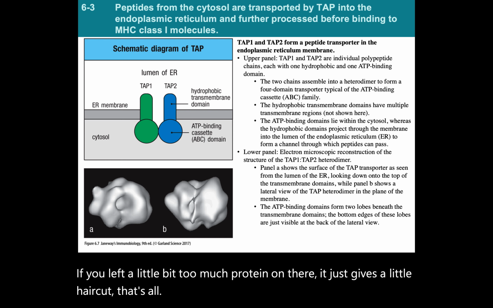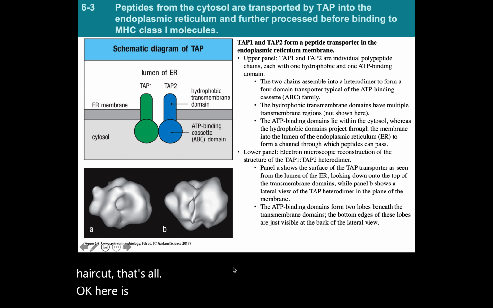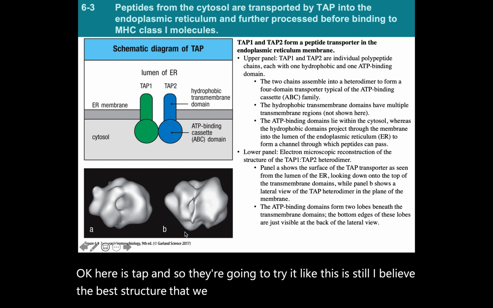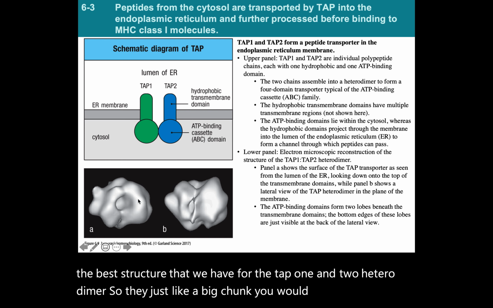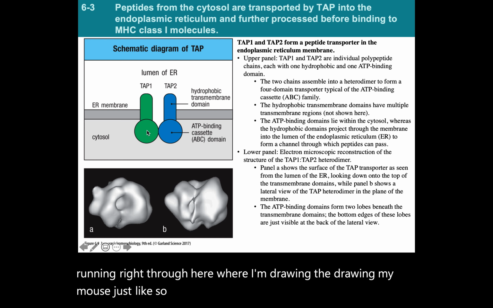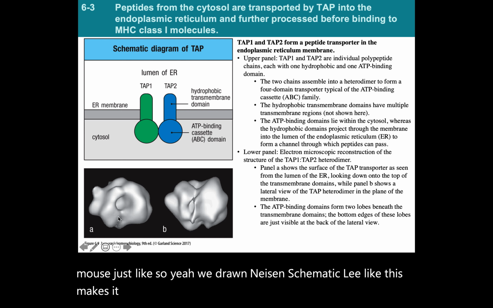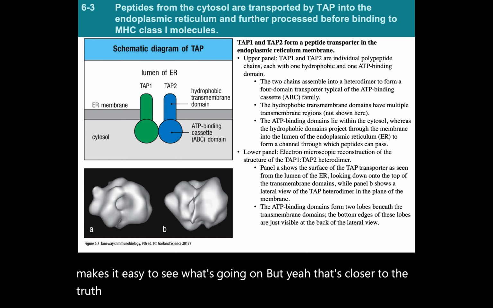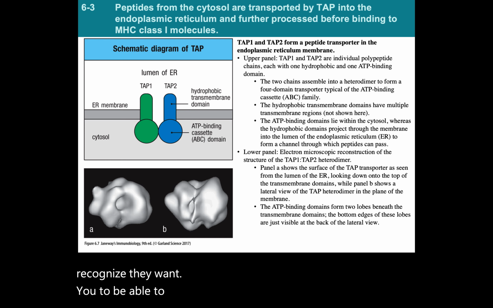Okay. Here is TAP, and they're going to draw it like this. This is still, I believe, the best structure that we have for the TAP1 and 2 heterodimer. So they're just like a big chunk. You would have the membrane running right through here where I'm drawing with my mouse. We draw them nice and schematically like this. It makes it easy to see what's going on, but that's closer to the truth, just harder to recognize. They want you to be able to recognize these things by sight and color in this book, and it's actually pretty good at doing that.